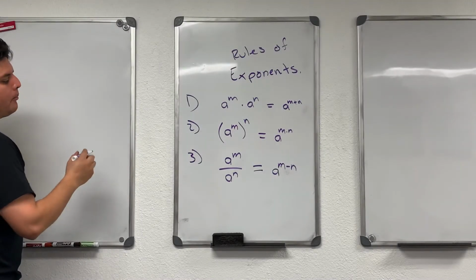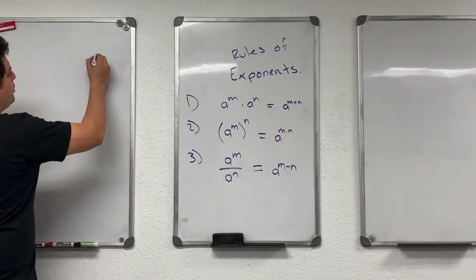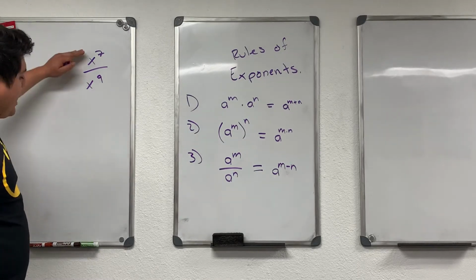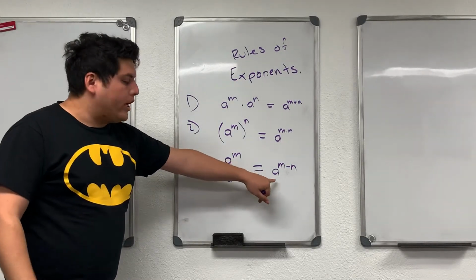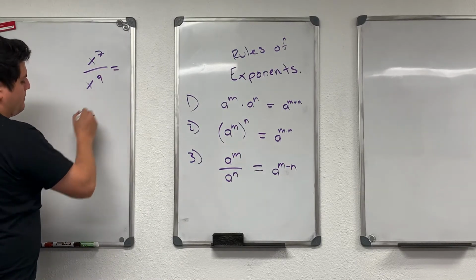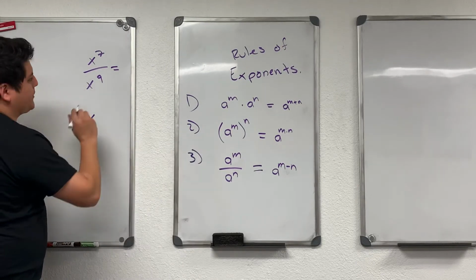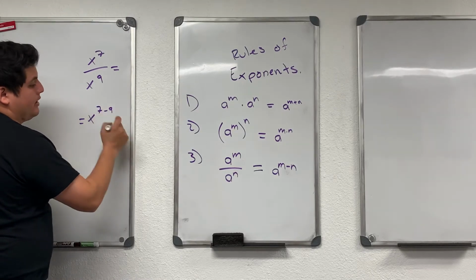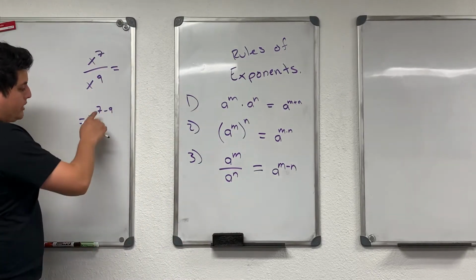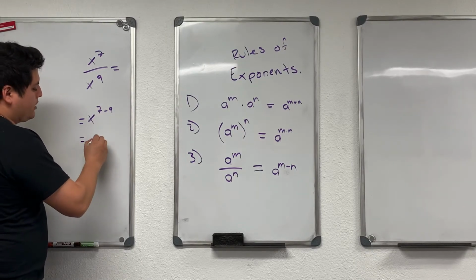Let's try another example. I have x to the 7 over x to the 9. If I have something like this, my rule says write down your base. My base is the x. And then subtract the exponents. 7 minus 9, the top one minus the bottom one. So 7 minus 9 is just x to the negative 2.